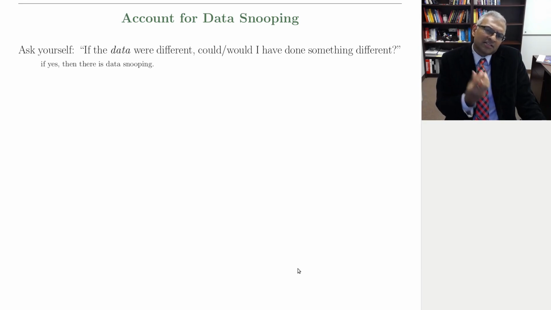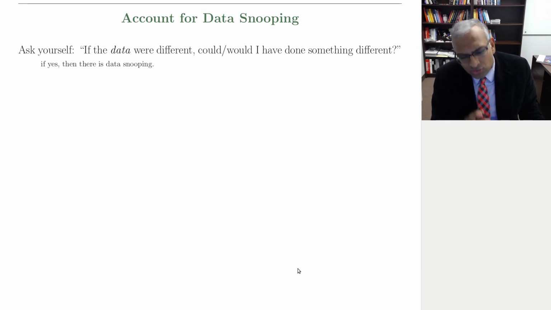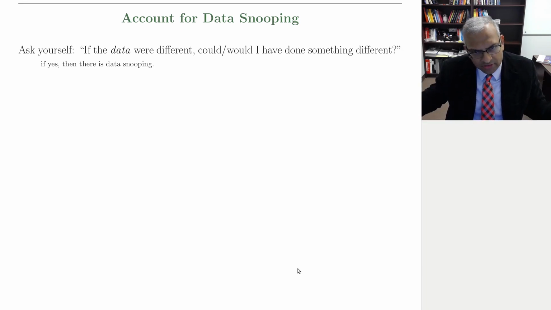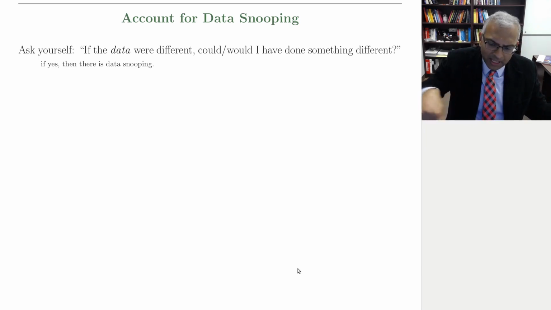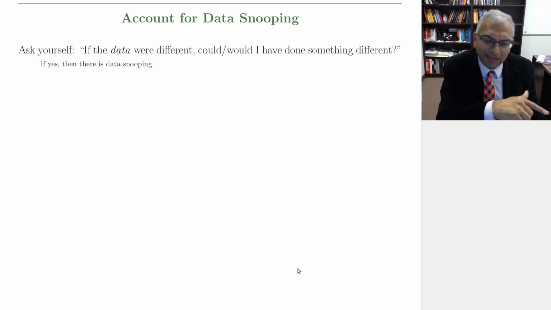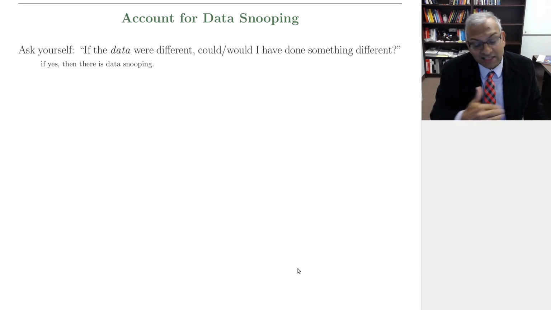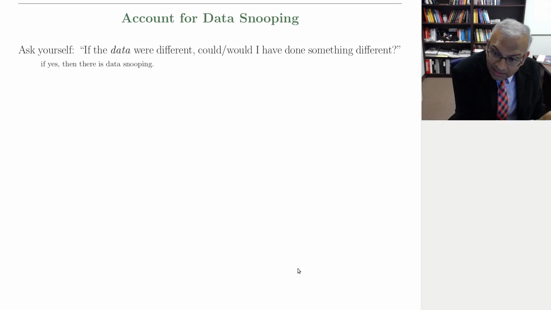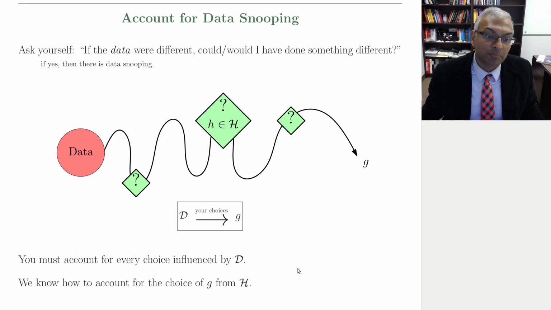How do you decide whether or not data snooping is occurring? You ask yourself the following question. If the data were different, would I or could I have done something different? So you explore your entire pipeline from data to final hypothesis and ask, if the data changed, does anything in my pipeline change? In other words, I made choices based on the data throughout the whole pipeline. Does anything change in delivering the final hypothesis? If yes, you have data snooping, and so then you have to be very careful in using that data to assess the final hypothesis. So here's the picture that goes along with that.